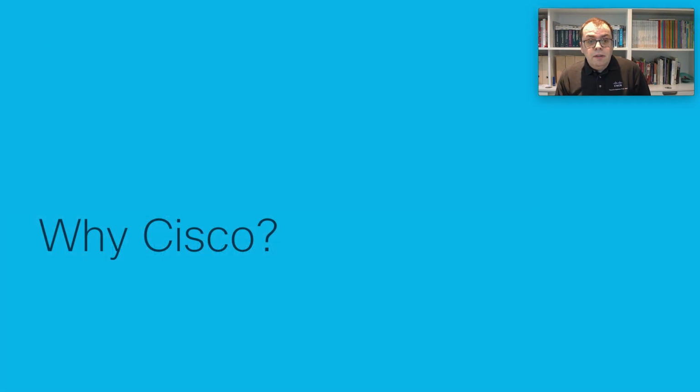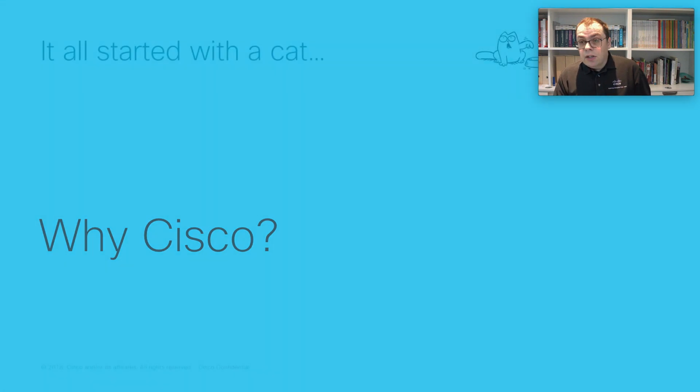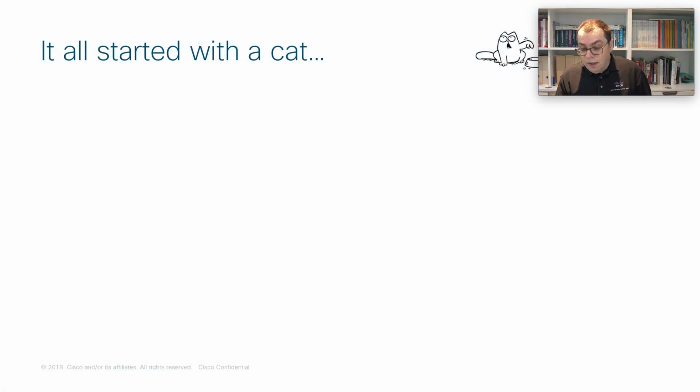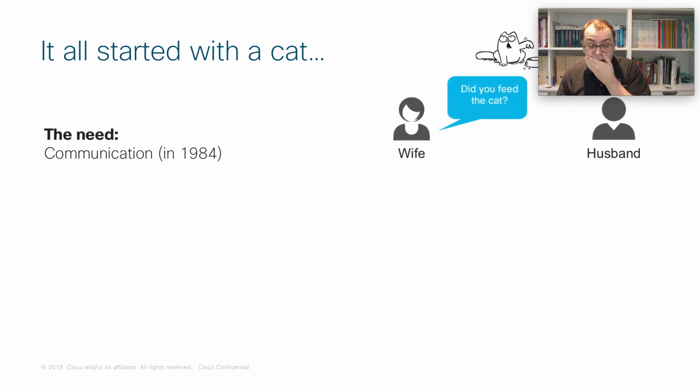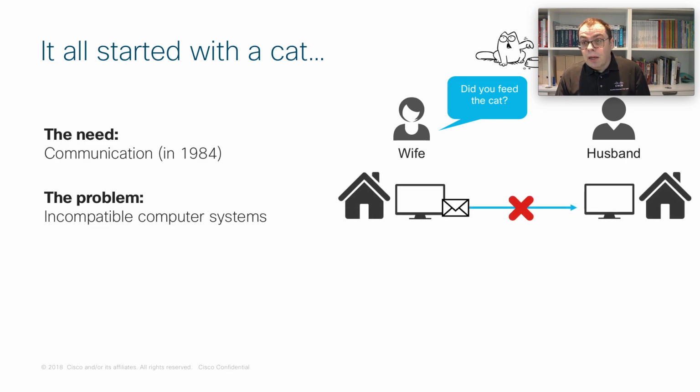So let's get started. Now, why Cisco in IoT? Actually, it all started with a cat. Someone asked back in the 80s, oh, by the way, did you feed the cat? That was actually a communication problem. If you remember, back in the days, we had pretty much no standards. We had a lot of incompatible systems, so we had a lot of challenges for communication.